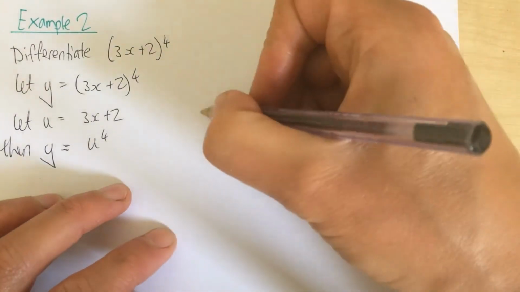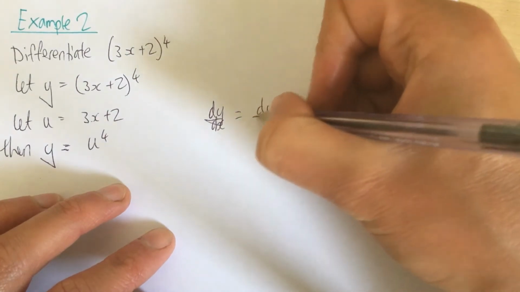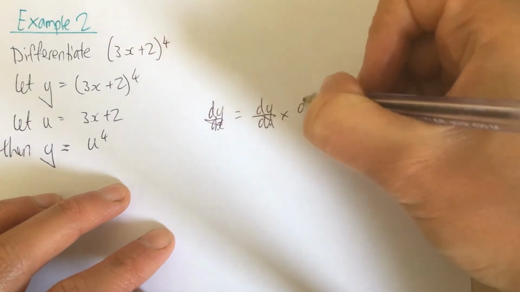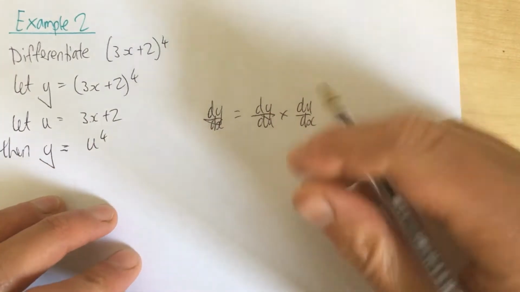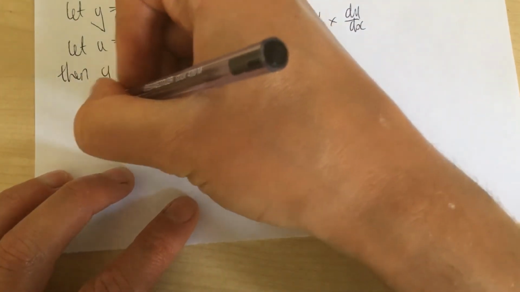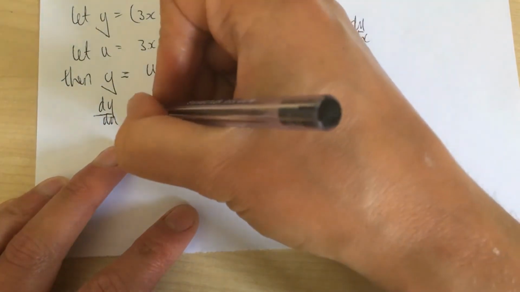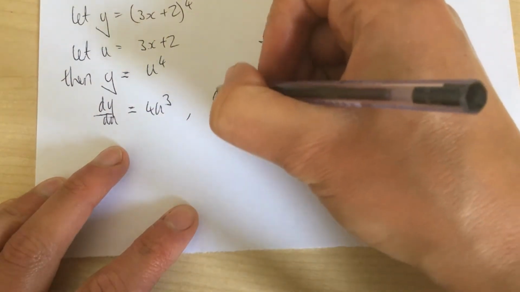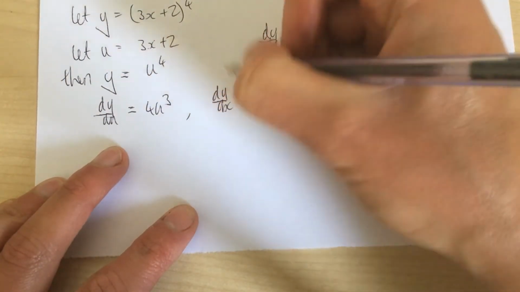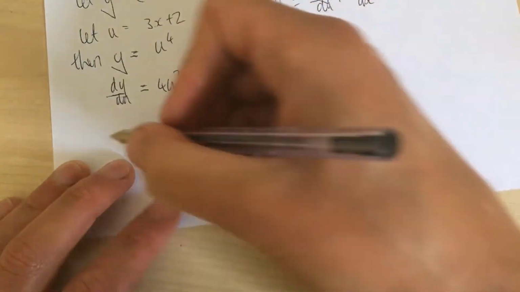And remember the chain rule, dy by dx equals the product of dy by du and du by dx. So we're going to work out these terms. Dy by du is the derivative of this with respect to u, so that's 4u cubed, and du by dx is the derivative of this here with respect to x, so that's 3.